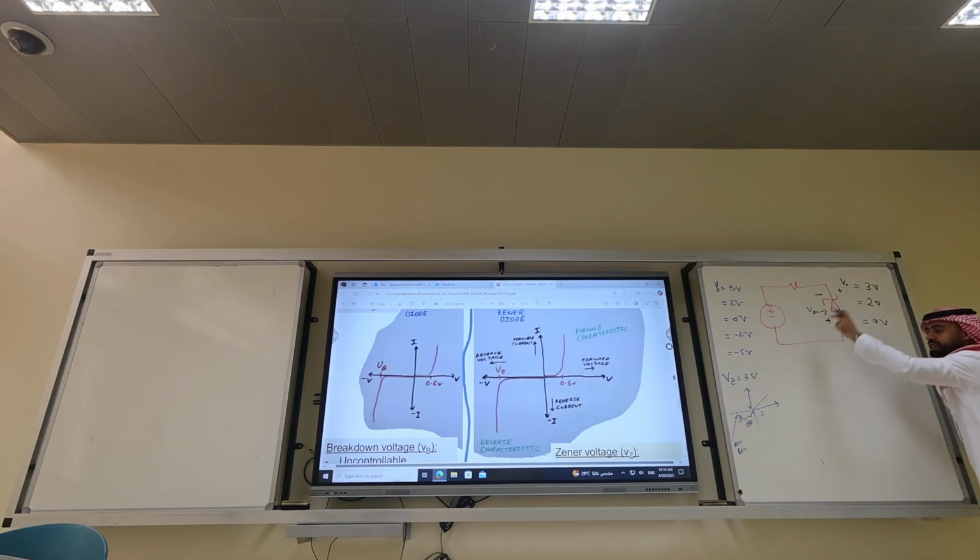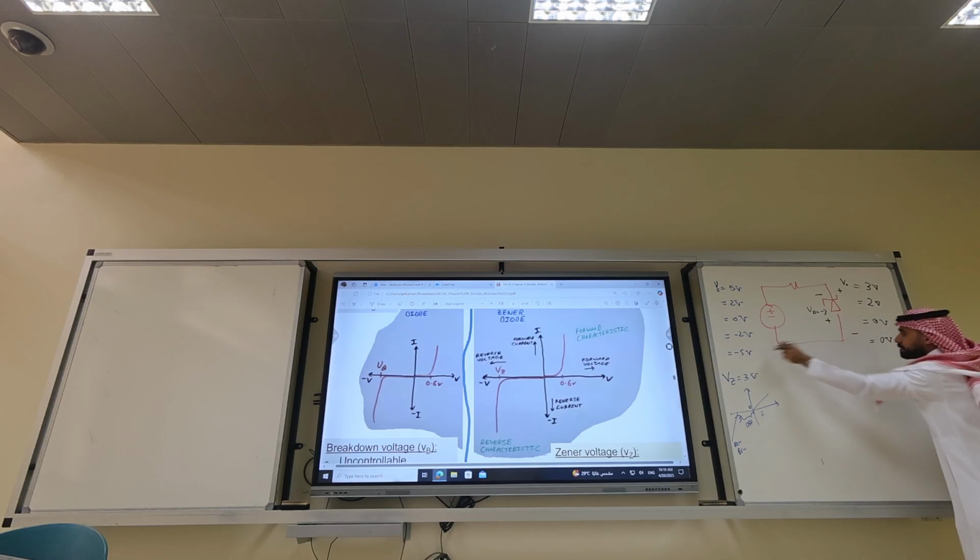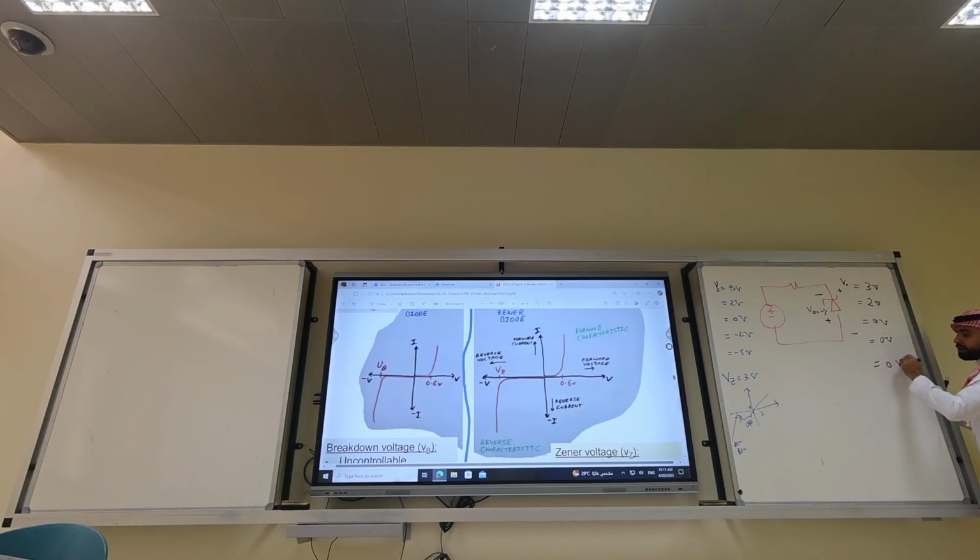so this is minus 2 of this. So we are operating at the forward region. So this will be what? A short circuit or a battery of 0.7. So what's the output? Let's say short circuit model. 0 volts. What will be the output at minus 5 volts? Still 0 volts.